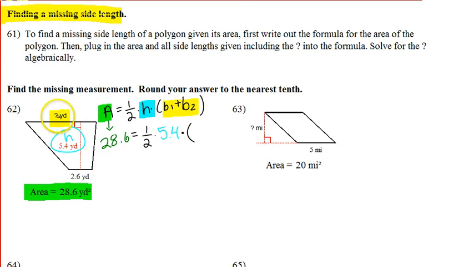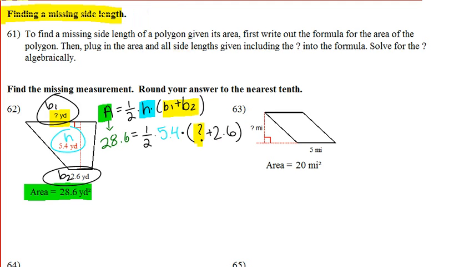My base 1 is the question mark. Call that base 1. And my base 2 is 2.6. So plus base 2, 2.6. So I write out the formula and plug in every single piece individually. Now that I have this written out, I can begin to solve for the question mark. The question mark right now is right here. So I need to get everything else away from it.